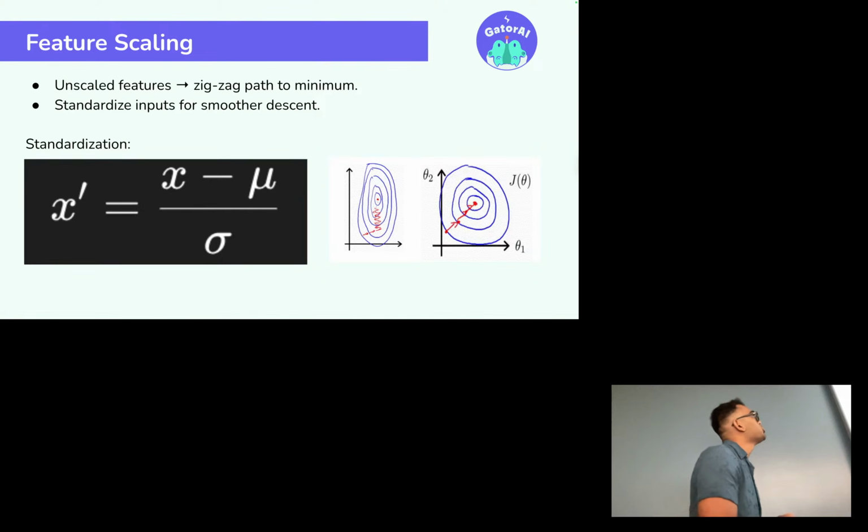So a common question we have about feature scaling is why does the unscaled data cause zigzagging in the first place? The reason this happens is because when you have data sets with large ranges, those tend to dominate the gradient rather than those with smaller ranges. And we don't want one data set to dominate the entire set of data.